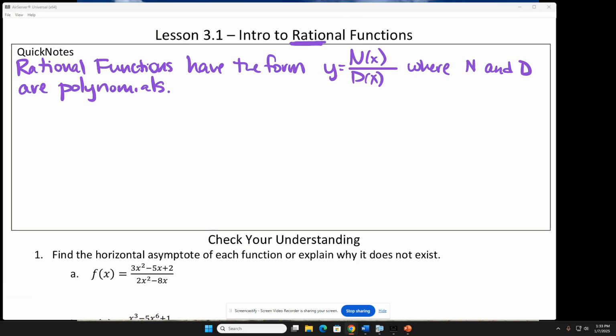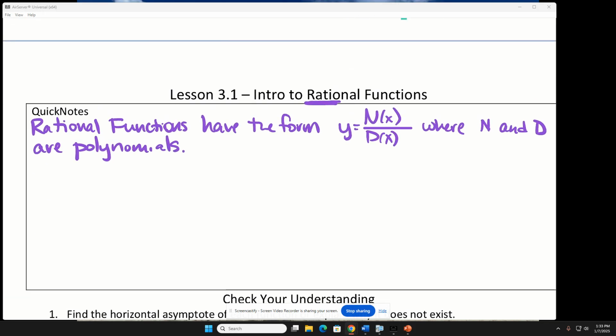Why do you think I chose n and d to represent these two polynomials? Say it loud and proud. Numerator and denominator. So anytime I talk about n, I'm talking about the numerator. D, we're talking about the denominator. So on a graph, a horizontal asymptote, or any kind of asymptote, is a line that the graph approaches. So a horizontal asymptote is going to be a horizontal line that the graph approaches, something like that.